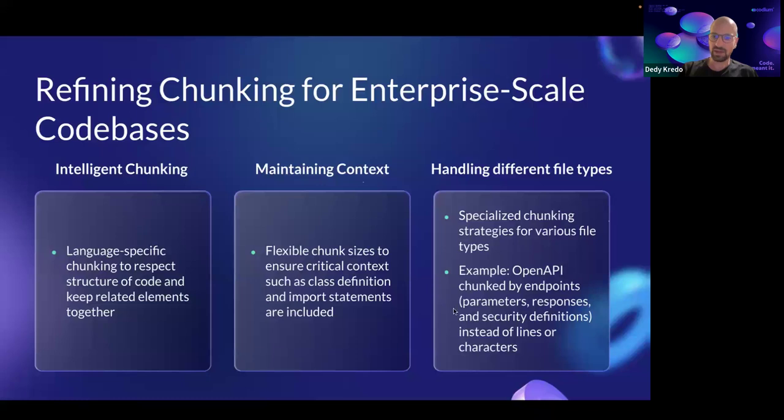Then the last aspect is that for different file types, you may want to have more advanced or very specific strategies. I'll give another example. Think of an OpenAPI file, like a Swagger file that has different endpoints. Instead of chunking it generically, you may want to chunk it by the specific endpoints, to keep each endpoint in one chunk that includes all the parameters, the responses, and the security definitions for that specific endpoint.